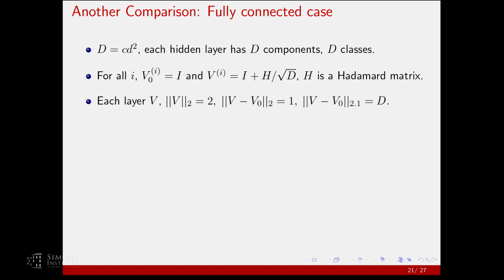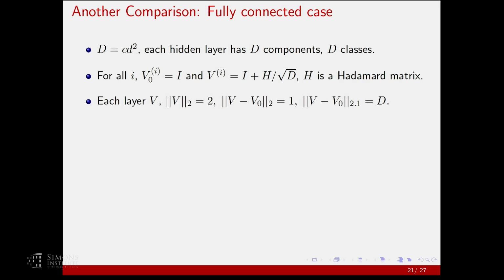So let's do another comparison. Now that we have results that directly hold for fully connected networks, let's compare again with the bounds of Bartlett et al. 2017. Here we are taking away the convolution. We are comparing two networks that have all fully connected layers and they're deep. So we are saying that each hidden layer has big D components and D classes, where D is C times d squared, C is the number of channels, and d is the dimension of the input. And for all of them, we initialize them at identity, and the value of each layer is I plus H over root D, where H is a Hadamard matrix.